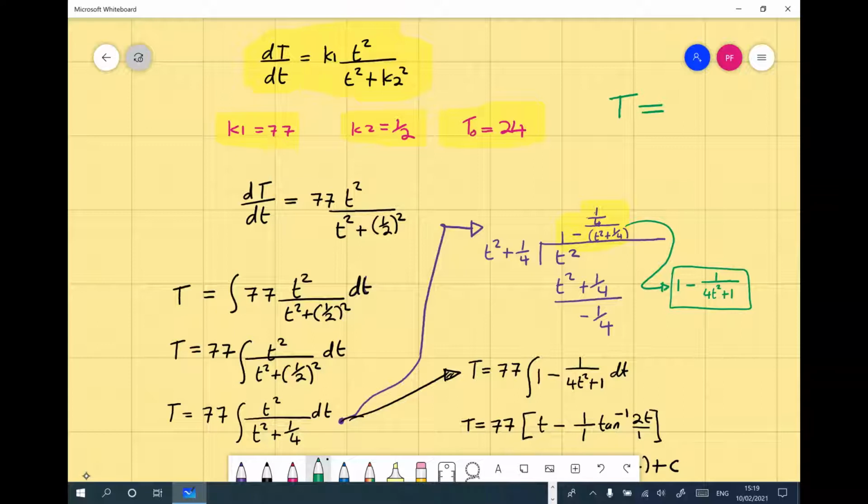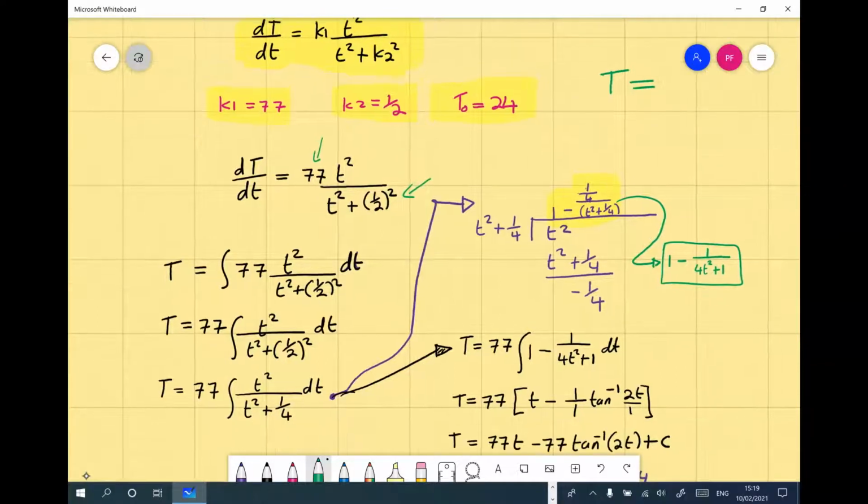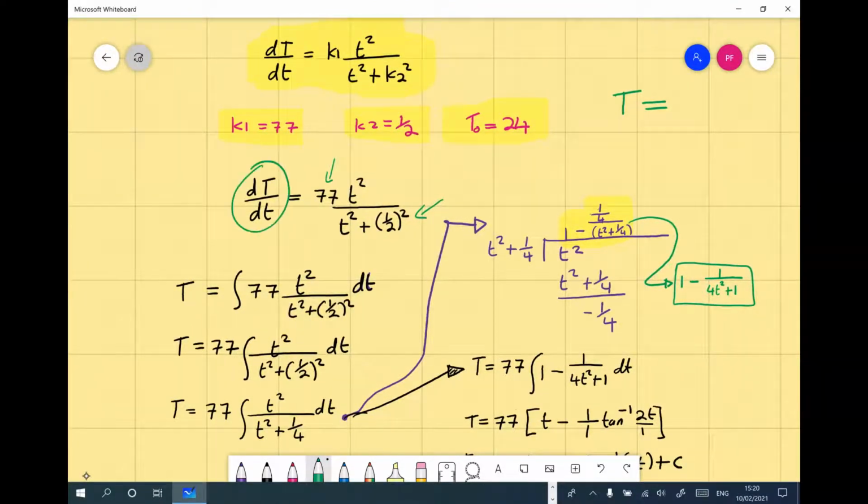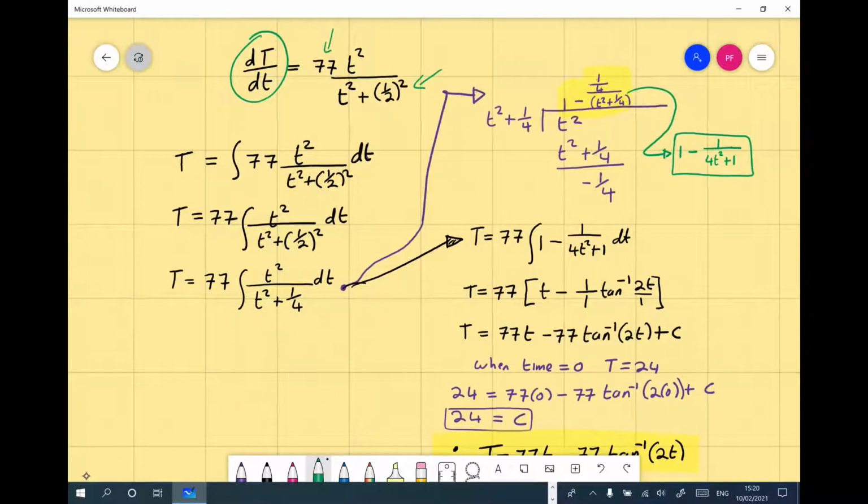So I have dT over dt, big T standing for temperature, little t standing for time. The first thing I did is I filled in my numbers. I filled in 77 for my k1, and I filled in a half for my k2, and that's to be squared. So if I want to find the temperature, if I want to change dT over dt into temperature, I need to integrate it. Before I integrate it, I'm going to pop the 77 outside, and I'm also going to square my half so it becomes a quarter.